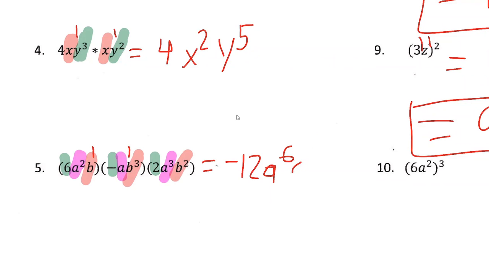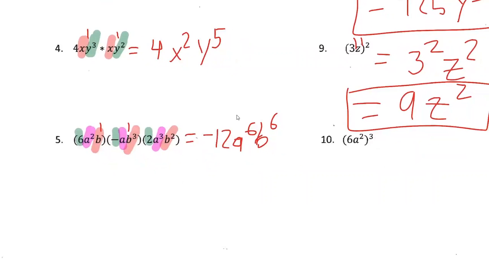Let me rewrite that, it's sloppy. And same idea here. If you have a power, you have to take each term up to the 3rd power. So that would be 6 to the 3rd, a to the 6th, and then you could take 6 to the 3rd in your calculator. That would be 216. Let me plug that in. Yeah, it is 216.